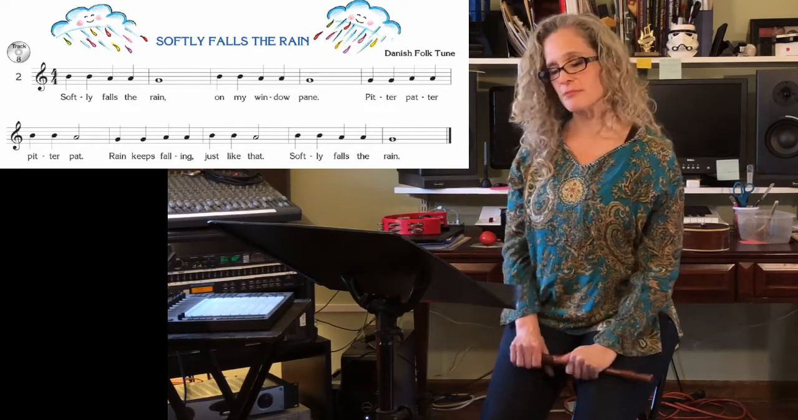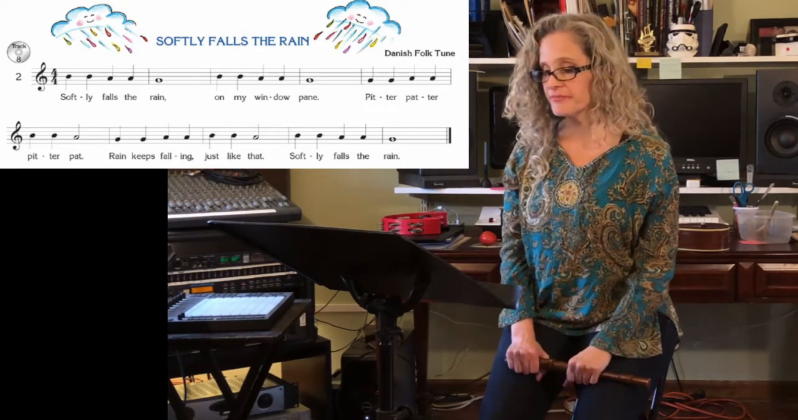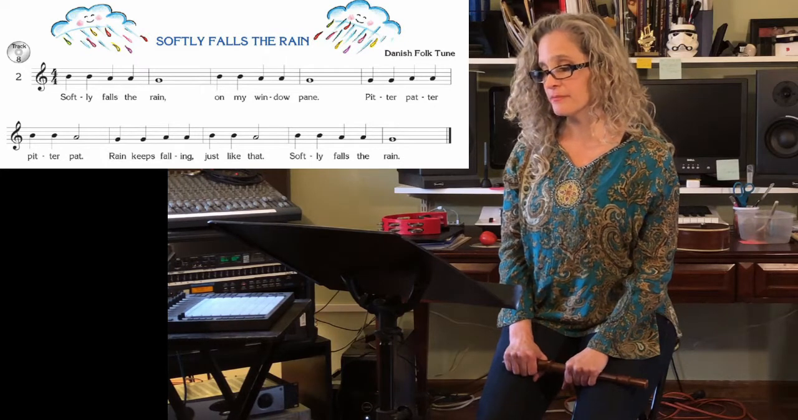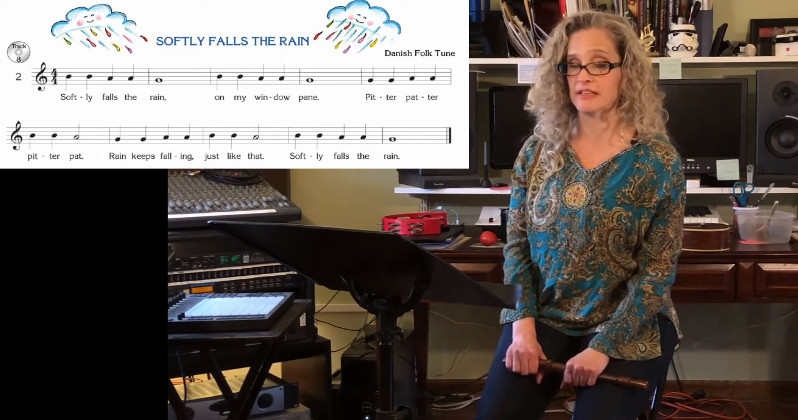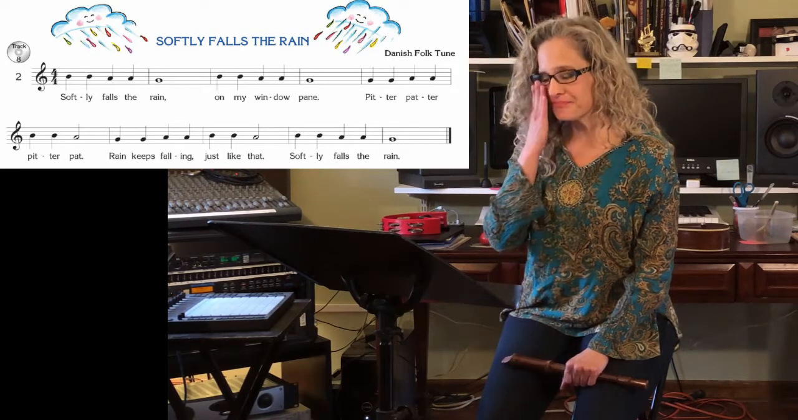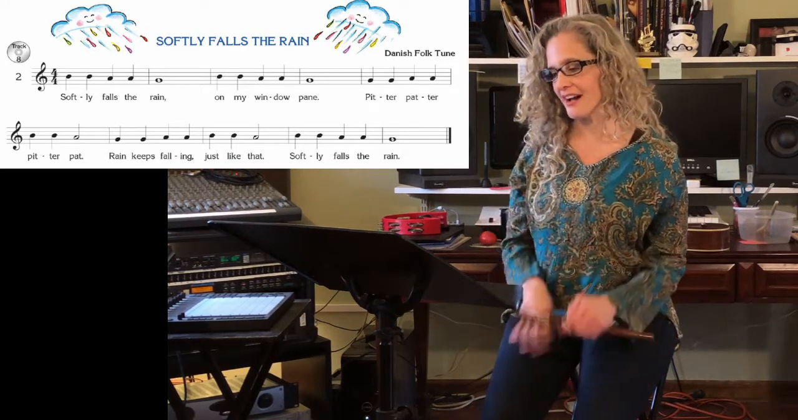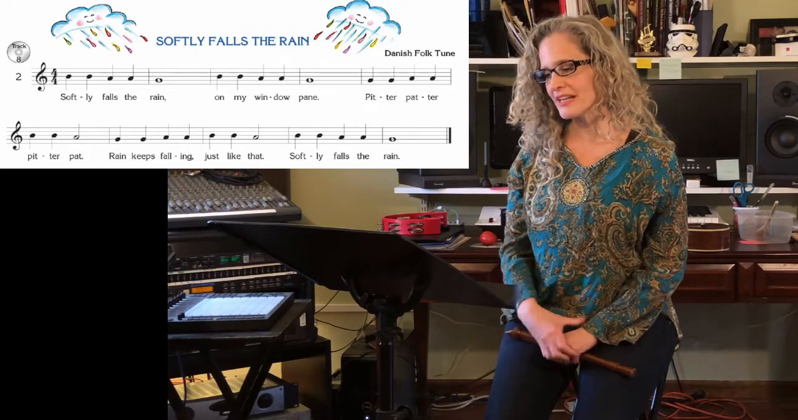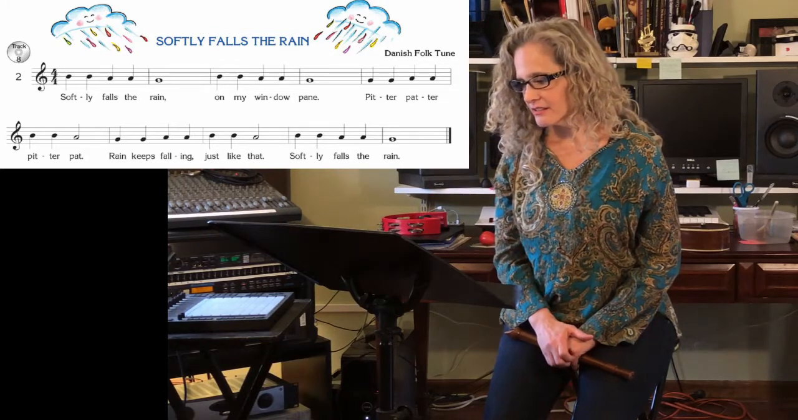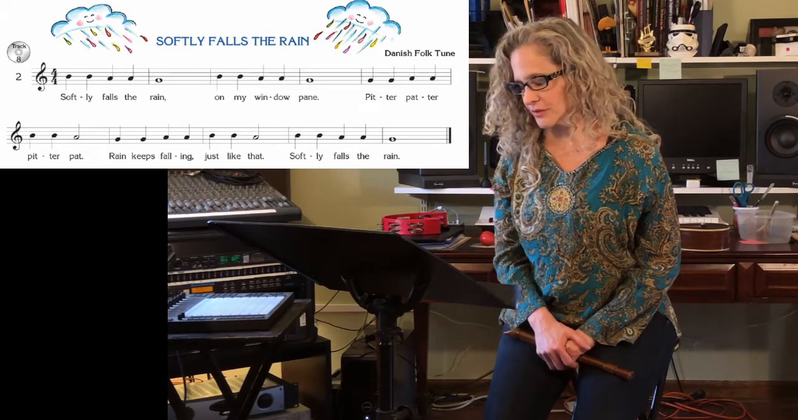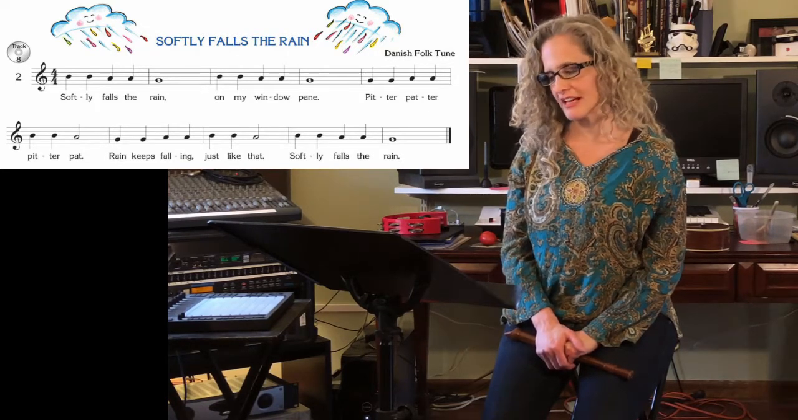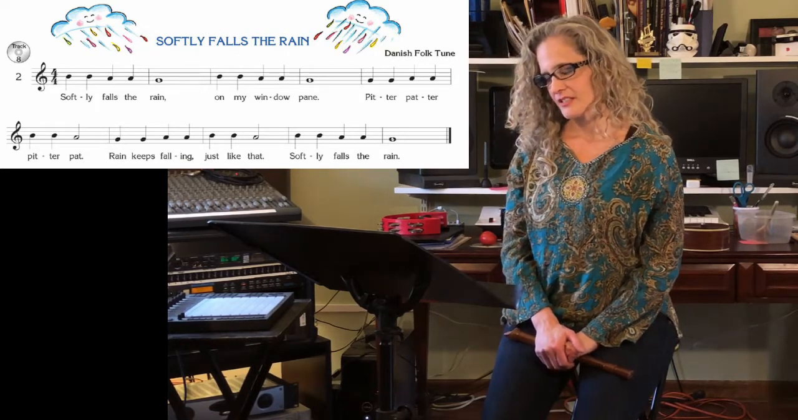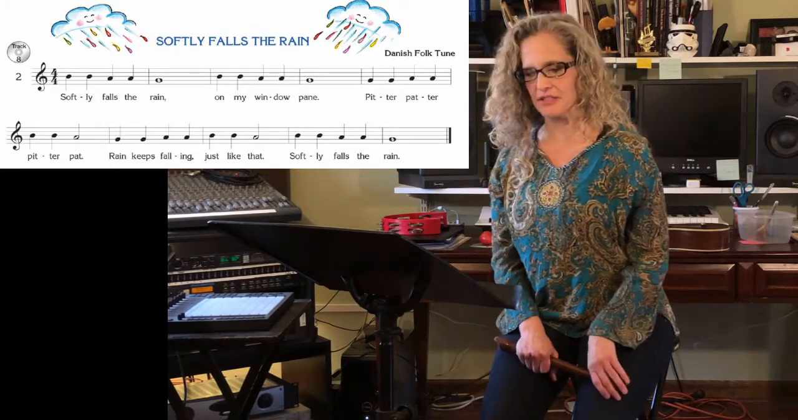I believe this is the piece that last time I saw you, we noticed that the B, B, A, G pattern happens 3 times. So I am going to ask you to read where it says, softly falls the rain. It happens in the very first measure, and then it happens in the very last one on the bottom line. So here we go.